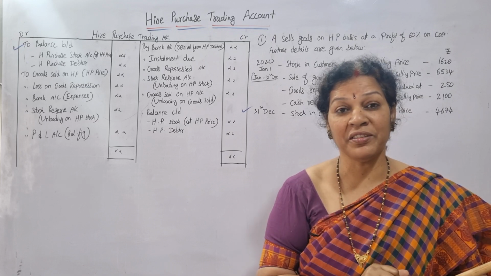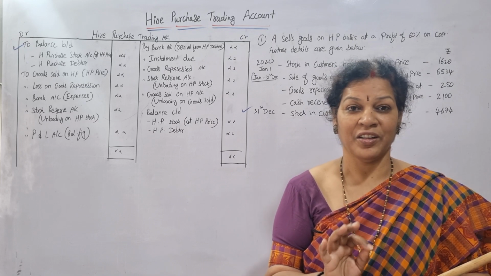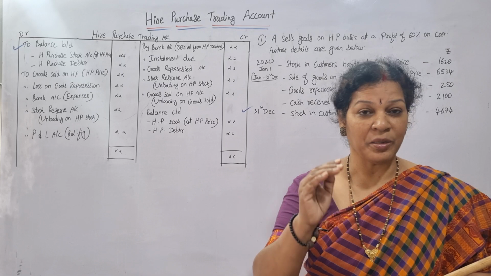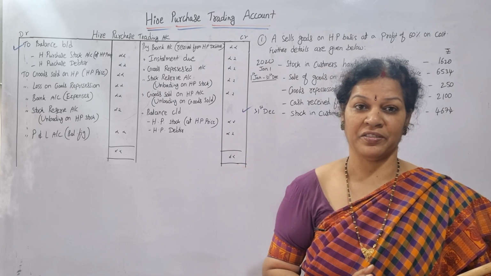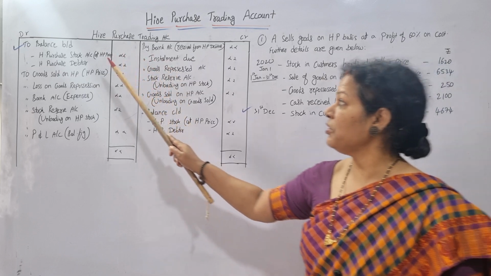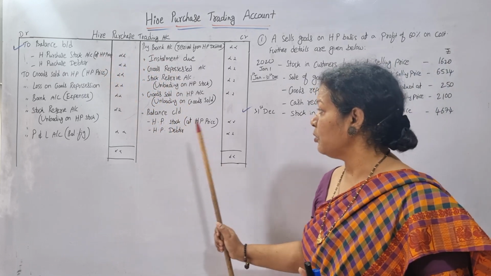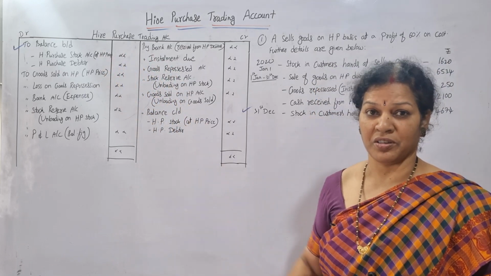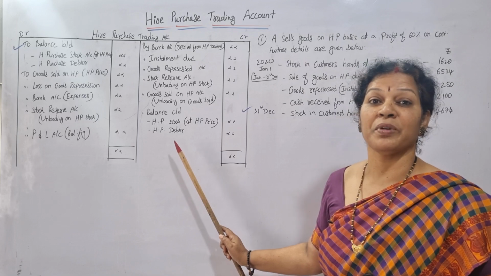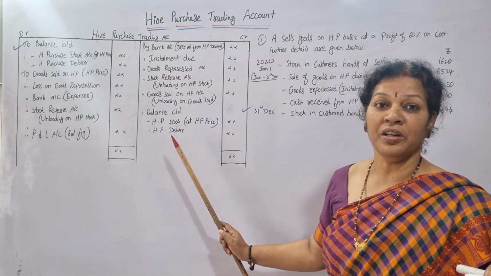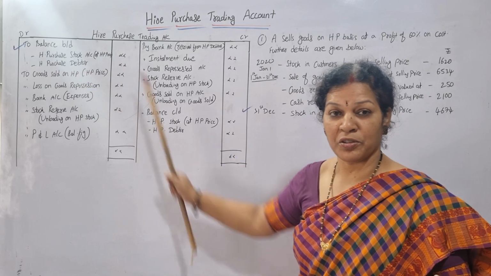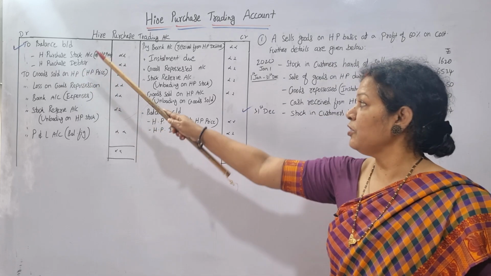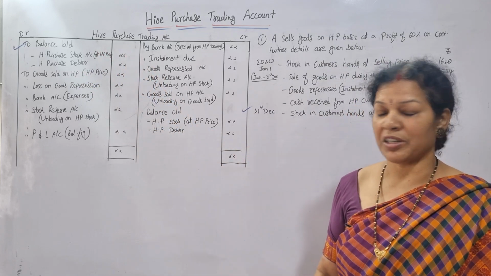What is the actual price? 150. So hire purchase price is more than the actual price. That is why I'm mentioning very clearly hire purchase price. Opening and closing balance of stock both will be at hire purchase price, which is more than the actual price. Opening and closing balance of debtors, these two are understood. Next, what else comes?